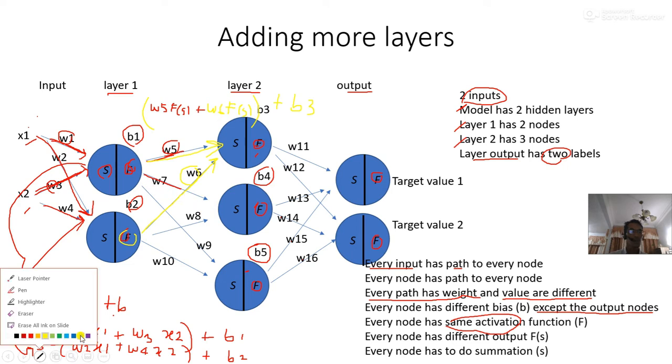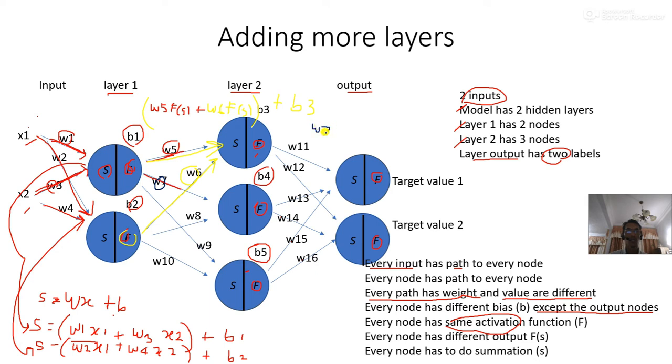Then for this one you have w7 times f(s), this one, plus the other node. You take w8 times f(s), the first node, and then you add, because this one you take this one, w8 and f(s), and you plus b4.